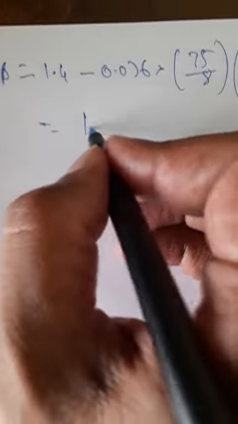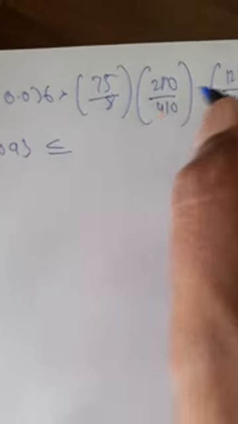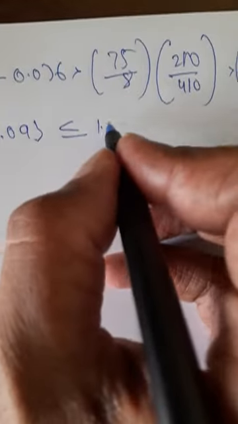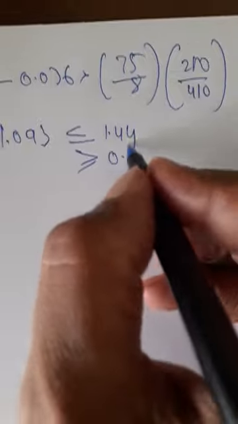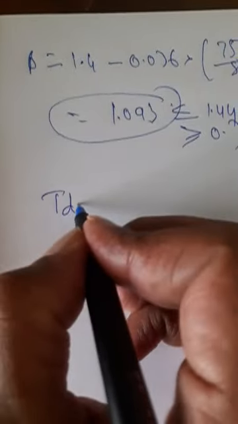Now find out the values. For beta I am getting the answer 1.093. This should be less than or equal to, by solving this RHS I am getting the answer 1.44, that is standard value, and always this should be greater than or equal to 0.7. Hence beta is equal to 1.093 is finalized. Now substitute the value of beta in TDN and get the value of TDN.